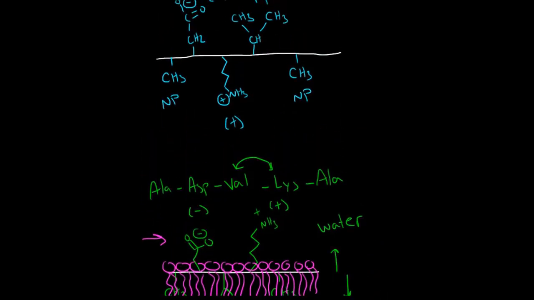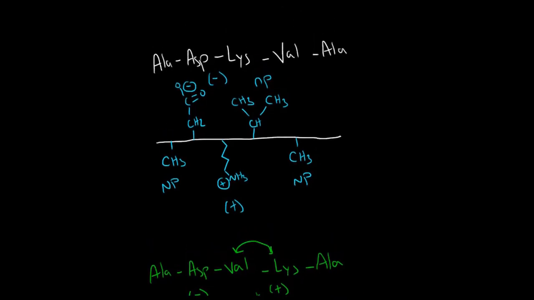Whereas this first peptide we looked at, which had the same amino acid composition, has a mixture of polar and nonpolar amino acids on the same side, so this certainly would not interact favorably with the surface of a phospholipid.